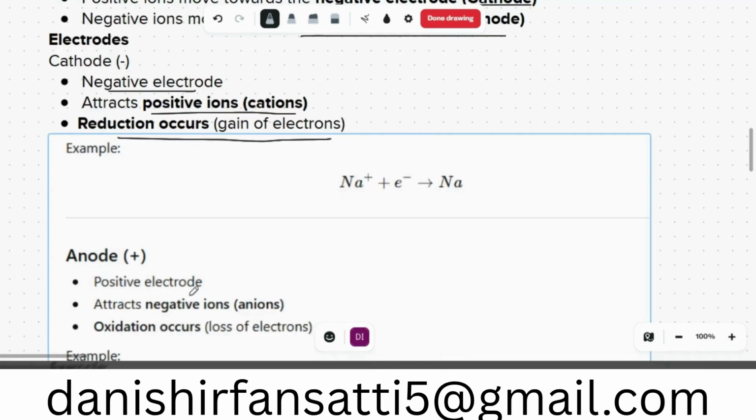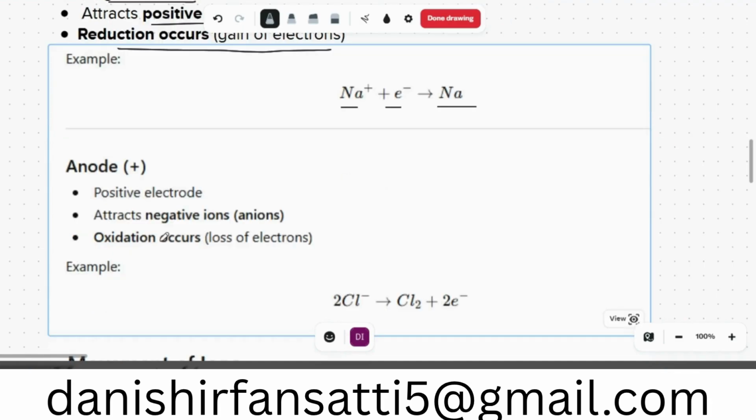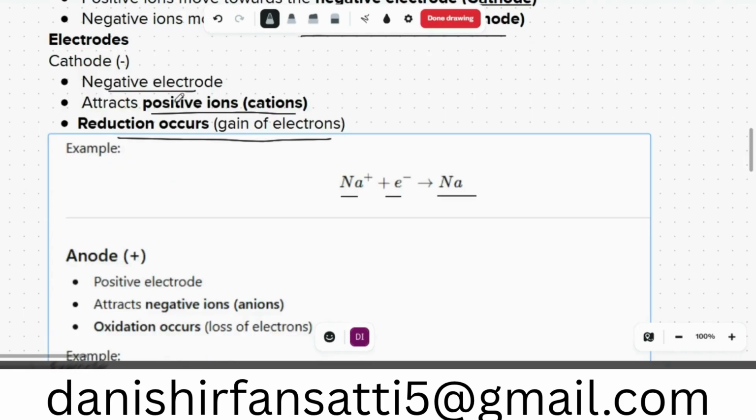We will talk about what is reduction in the next topic. An example is Na+ plus one electron gives us Na. That is an example of the cathode.